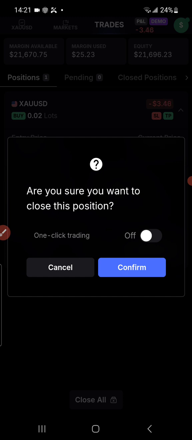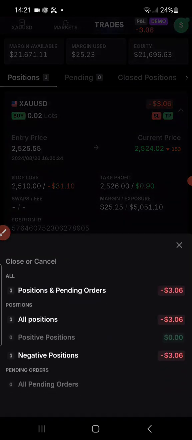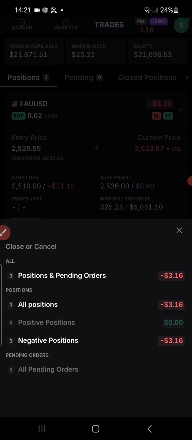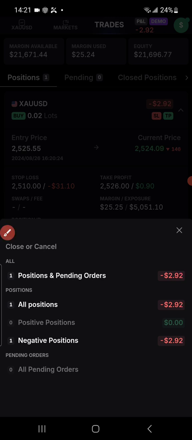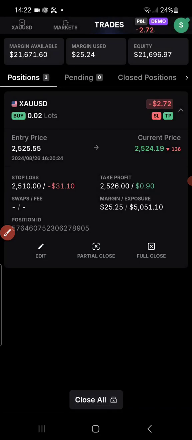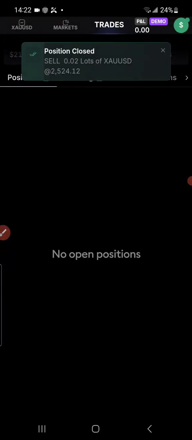If I had multiple positions, I could also come to the bottom and click on close all, and then it will ask me which ones I want to close. So you can see close all positions, orders means open orders, or all positions, that's close everything, or positive positions, that's not highlighted because it's currently in negative, or close negative positions. Usually I just close everything at once. So close all, confirm, and that's it.